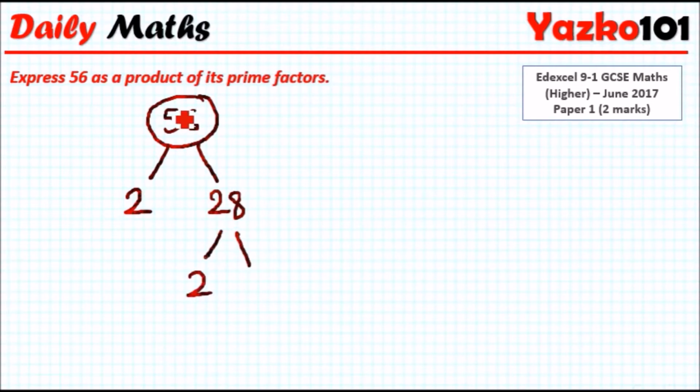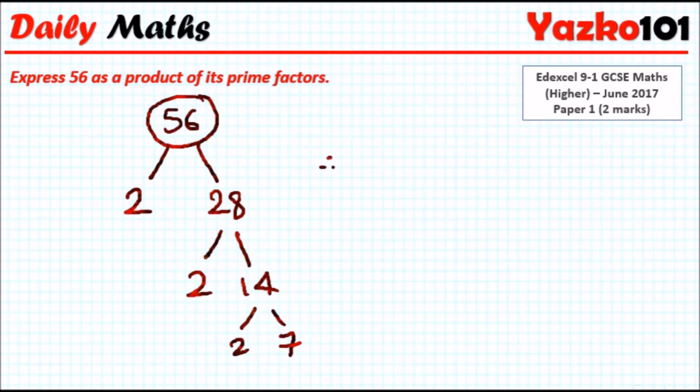We've got 2 and 14. Half of 14, 2 and 7. And that's it. So we have our prime factors. Remember, prime numbers are numbers that only divide by itself and 1. 2 is the only even prime number, whereas 7 is also a prime number, divides by itself. And to write it as a series of prime factors, well, we do it like this.